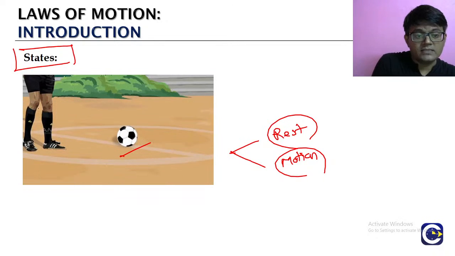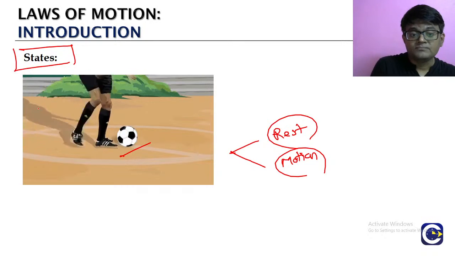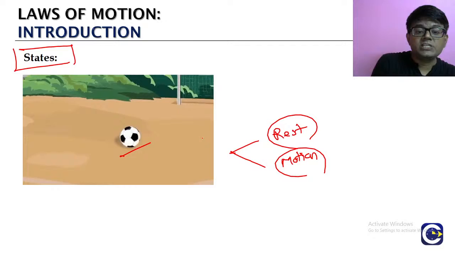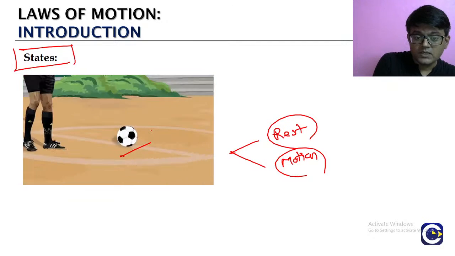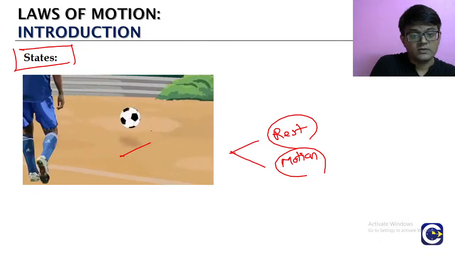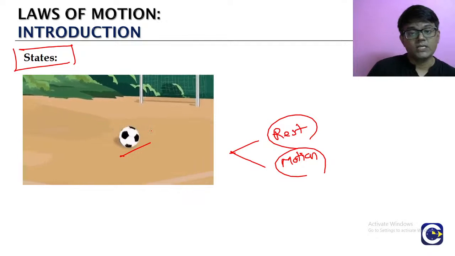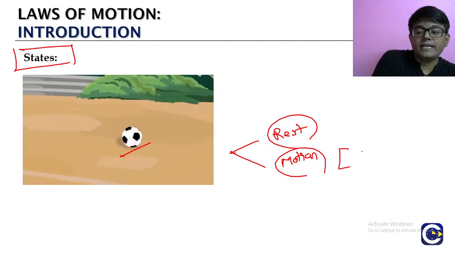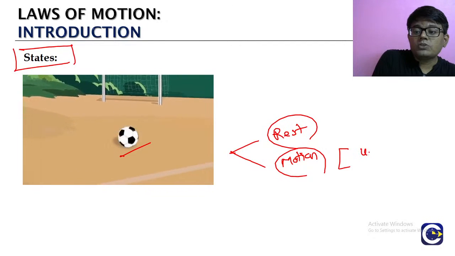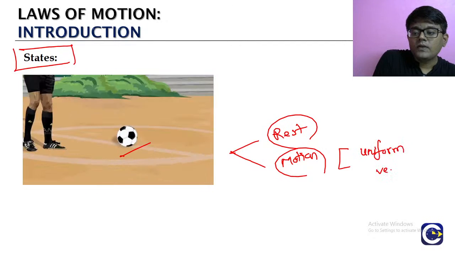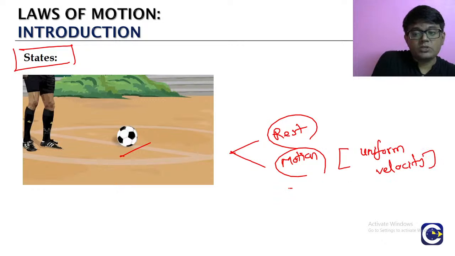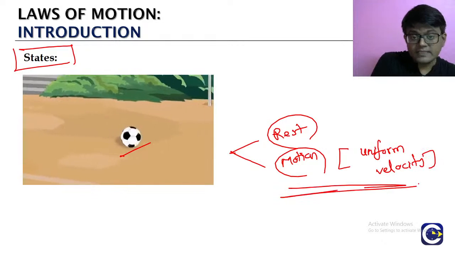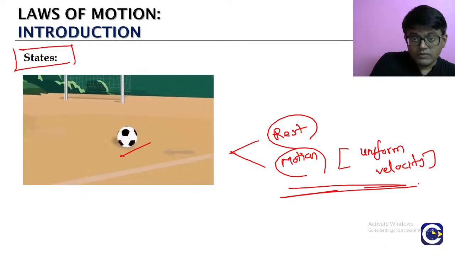But once this player kicks the ball, what is happening? The ball is moving, which means its position is changing with respect to time. Then we can measure the distance covered by the ball and the displacement of the ball. So we have two states: the state of rest and the state of motion. Here, when we say state of motion, we will consider the state of motion with uniform velocity. So when we say motion, we are considering the state of motion of the body with uniform velocity.